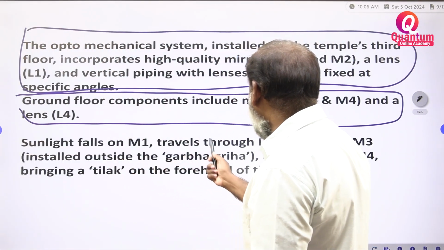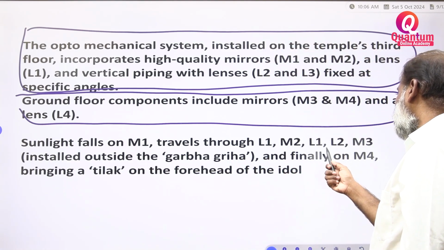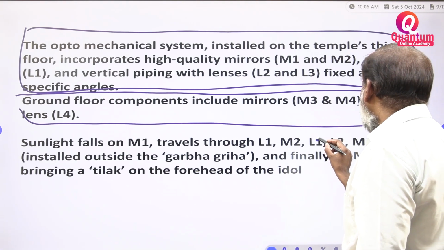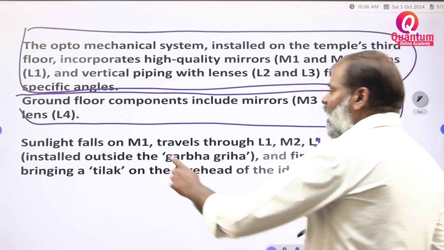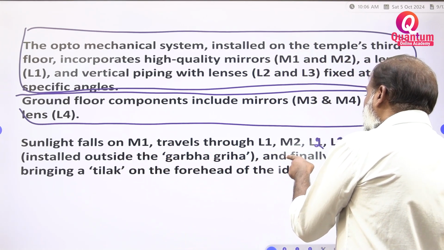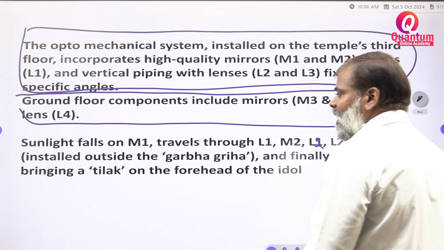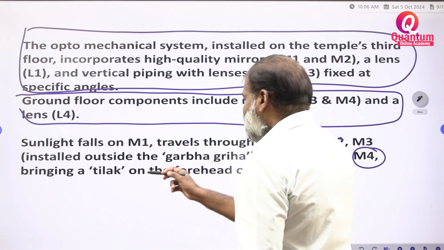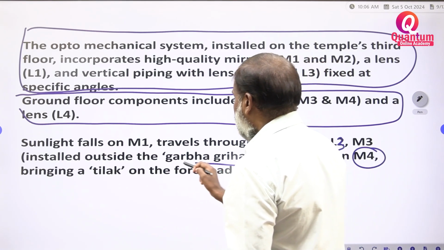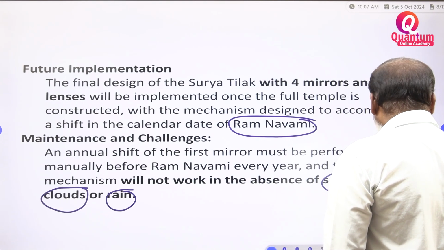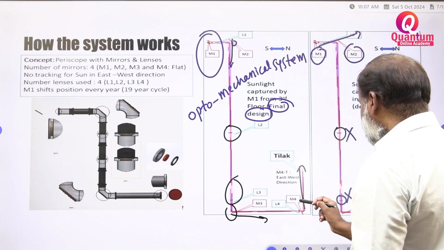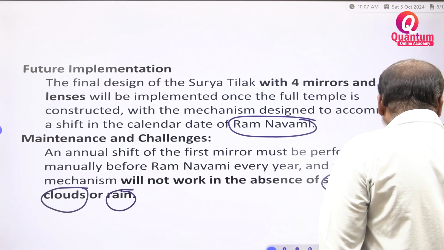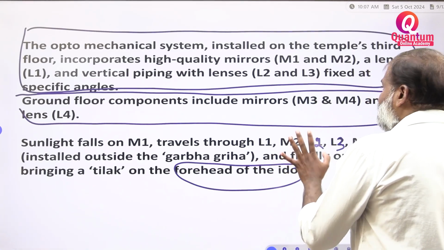Sunlight falls on the M1 and travels through L1, M2, and L2, L3, M3. L2, L3, M3 are installed outside the Garbhagruha, and finally the M4 mirror is there, bringing the tilak on the forehead of the idol. M4 mirror will give the tilak on the forehead. This is the optomechanical system.